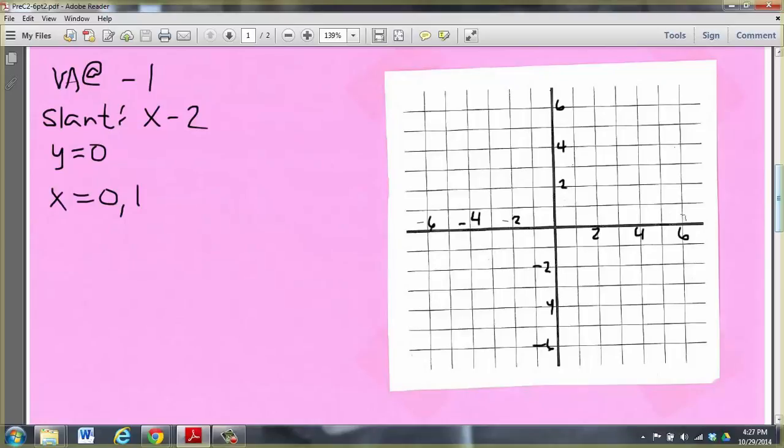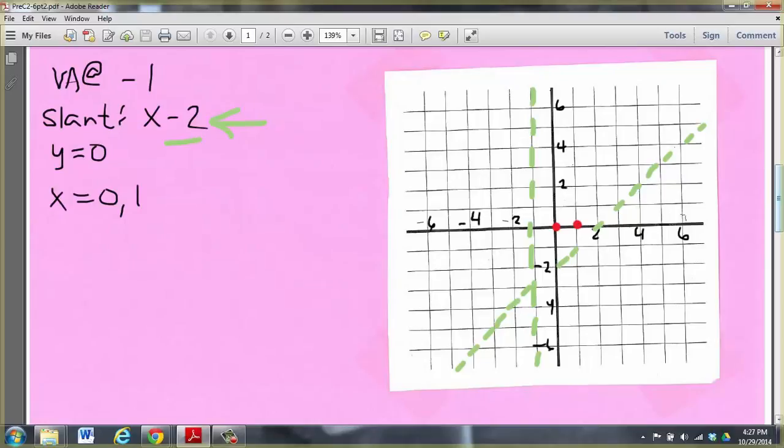Okay, we had a vertical asymptote at -1. And this asymptote right here is just a line with a slope of 1 and a y-intercept of -2. So it looks like that. We also knew that we had a couple of points. It went through 0 and it went through 1.